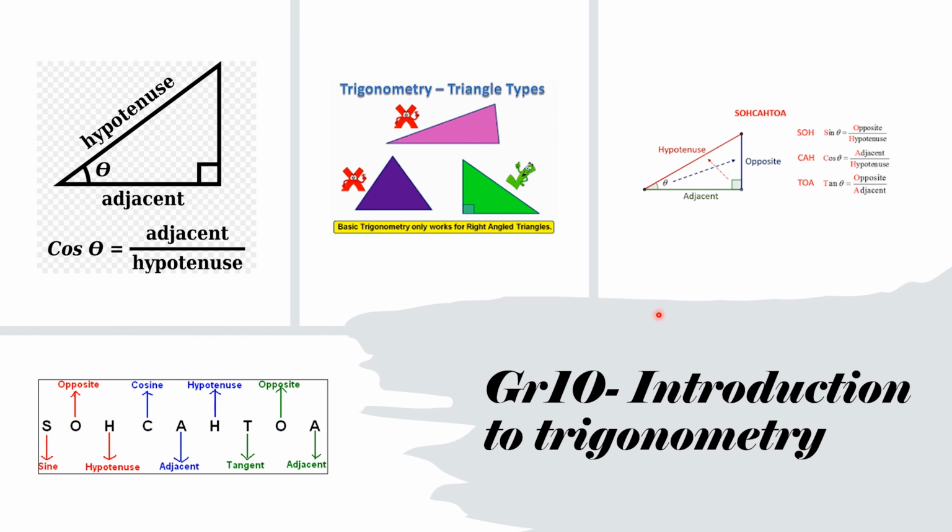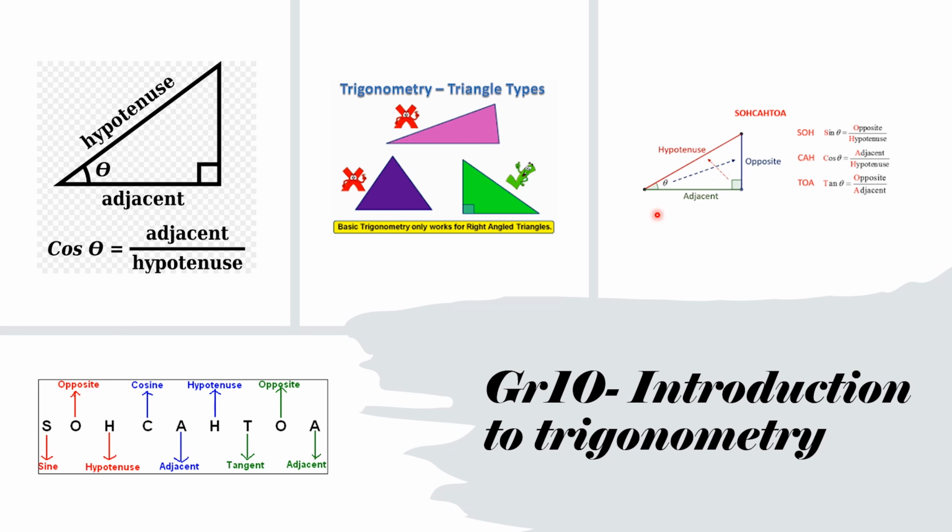In Grade 10, you were introduced to the fundamental building blocks of trig, and now we'll briefly look at those building blocks. In a right angle triangle, we use special words to describe the sides of the triangle. The longest side is the hypotenuse. The side that is next to the given angle is the adjacent side, and the side that is across from the given angle is the opposite side. Basic trigonometry only works for right angle triangles.